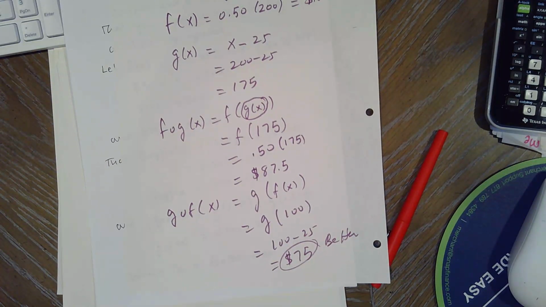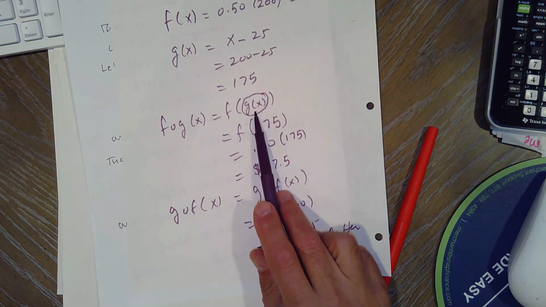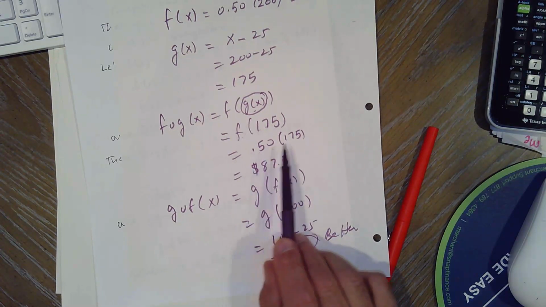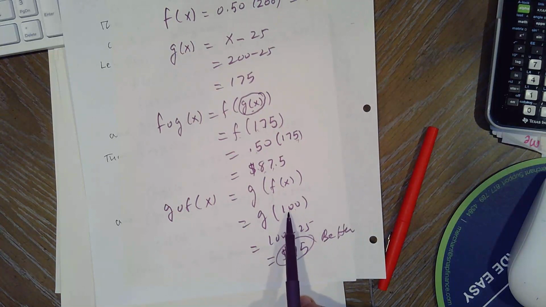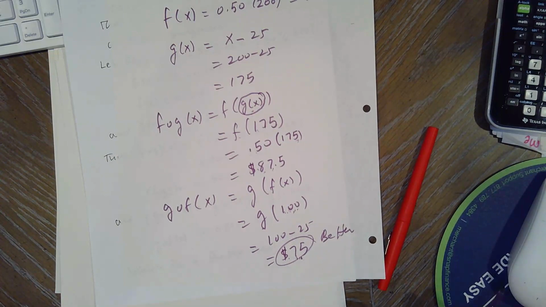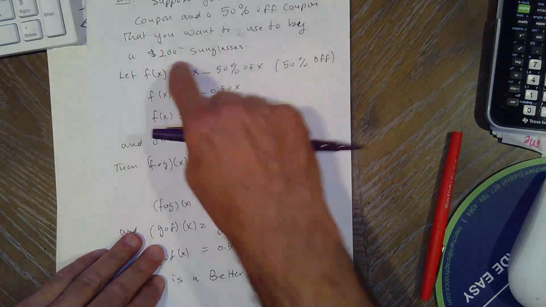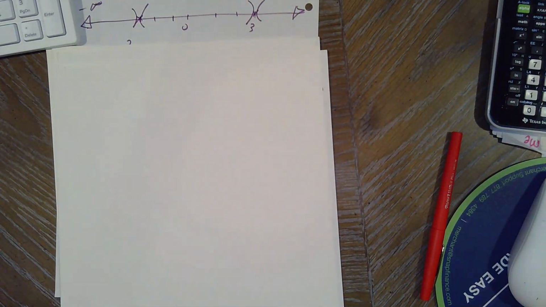Okay, so when you do the $25 off first, you end up paying $175, and then 50% off, you get 87.5. When you do the 50% off, you get 100 and then $25 off of that, so it's better to do it that way, $75 instead of 87.5. This is the general deal, that when you plug in the 200, it gives you a better answer, an easier answer. It's in the notes.